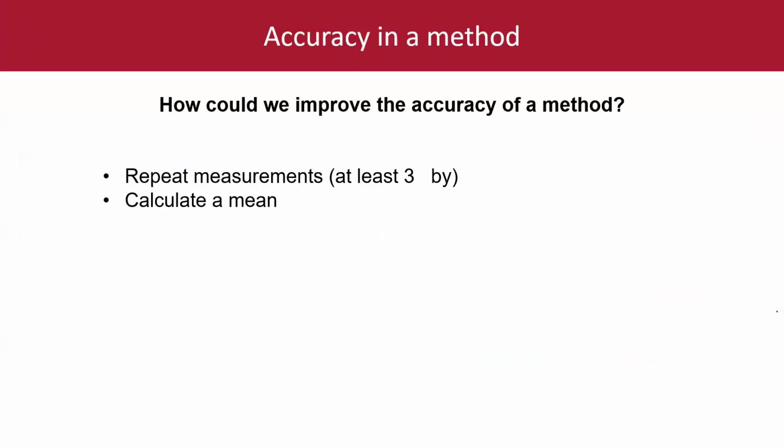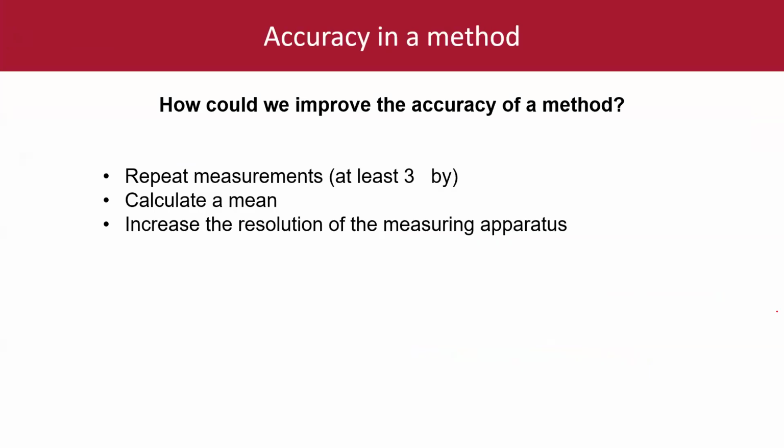Now, I've just chucked in accuracy here again, because accuracy is just a word that comes up all the time. So accuracy: repeat, often I'd say 10 times, then calculate a mean. Second way of increasing accuracy is to increase the resolution, and I'll often say use something digital. Resolution means being able to distinguish between 2 points. So for accuracy, use something like a digital thermometer to increase the resolution.